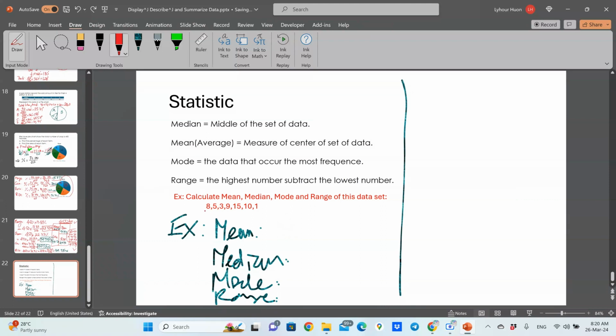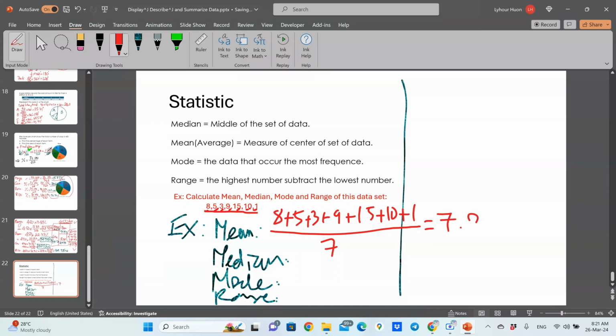So the mean is the average. In order to find the average, we add all the data and divide by the number of data. So we add all the data, which is 8, 5, 3, 9, 15, 10, and 1. We add all the data and divide by the number of data. So how many numbers of data? 1, 2, 3, 4, 5, 6, 7. Correct. So divide by 7. The answer is 7.29. So this is the mean.